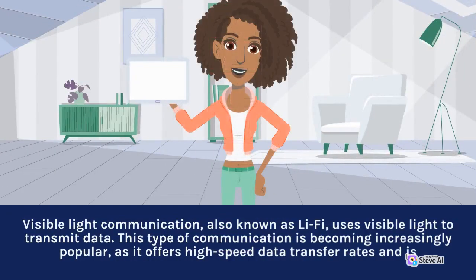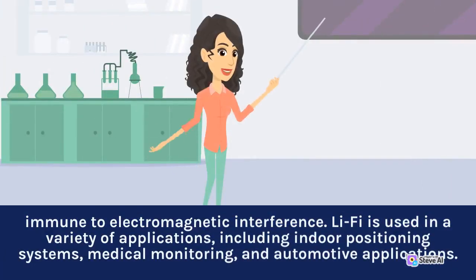Visible light communication, also known as Li-Fi, uses visible light to transmit data. This type of communication is becoming increasingly popular, as it offers high-speed data transfer rates and is immune to electromagnetic interference. Li-Fi is used in a variety of applications, including indoor positioning systems, medical monitoring, and automotive applications.